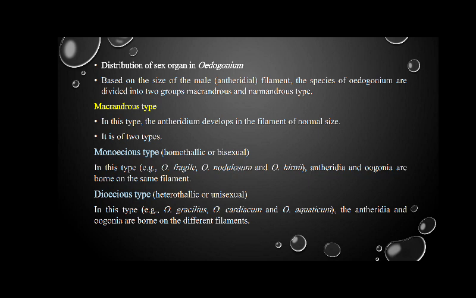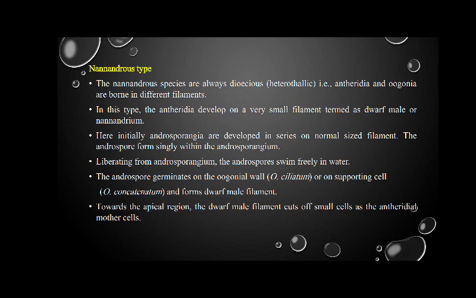In this type, the androsporangium develops on a normal size filament. But Macrandrous types are of two types, monoecious as well as dioecious. Monoecious means both androsporangia and oogonia are developed on a single filament, whereas dioecious means androsporangia and oogonia are borne on different filaments. Okay. Whereas in Nannandrous type, what makes it different is they are always dioecious. That is, androsporangia and oogonia are always developed on different filaments. They are not of two types, they are only of a single type. They are always dioecious.